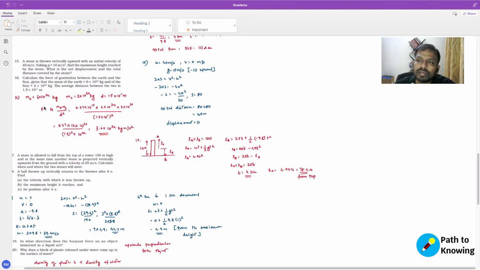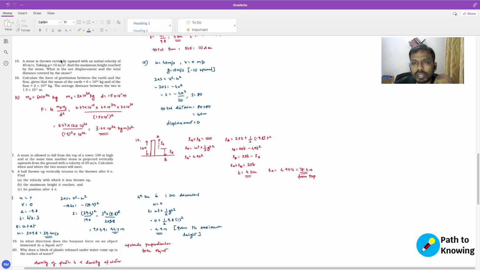So we'll start from question 15 here. A stone is thrown vertically upwards with an initial velocity of 40 meters per second, taking g to be 10 meters per second squared. Find the maximum height reached by the stone. What is the net displacement and the total distance covered by the stone?